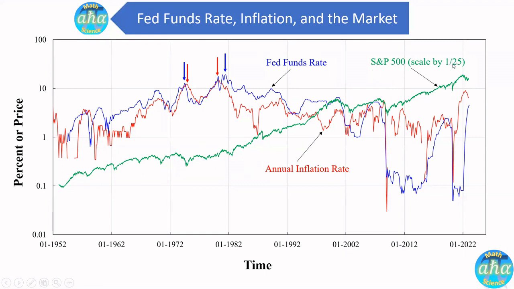Now we have scaled it by a factor of 25 so that we can plot all the two rates and the S&P 500 index on the same plot. And the vertical axis is not in a log scale, so we can actually see the ups and downs very clearly. You can see pretty much every inflation period.